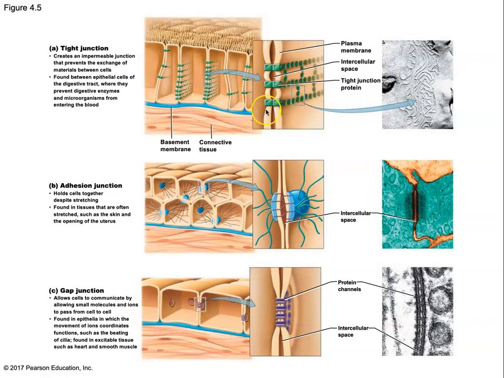Adhesion junctions, they're more like riveted joints. They're going to be found between skin cells. So it's kind of more like buttons holding a coat together. They're going to allow a little bit more stretch and movement, give a little bit more elasticity. There still is a nice tight junction, but it's allowing for more movement.